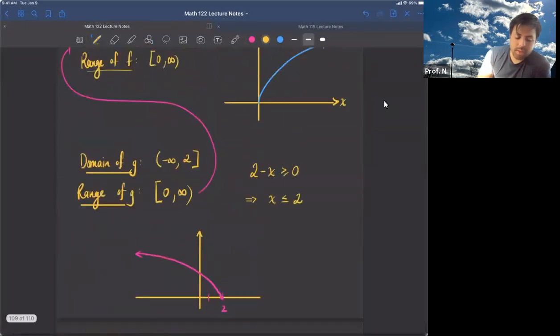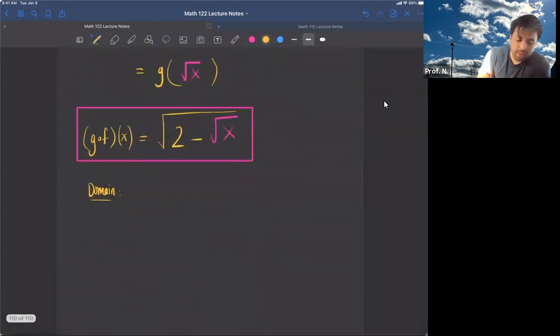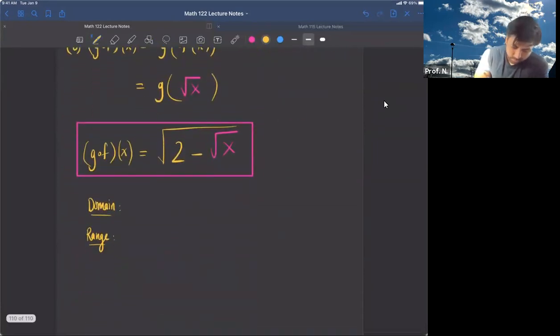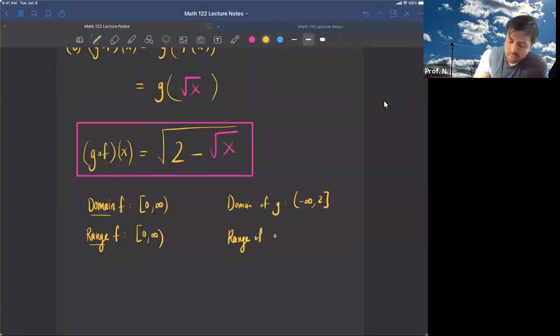We already discussed the domain of f and g. But what do we start with first? We start with not g. We start with f. The domain of f is 0 to infinity. I'm just going to write it again: 0 to infinity. And the range is 0 to infinity. Now, what's the domain of g? It's going to be negative infinity to 2. And then the range of g is 0 to infinity.